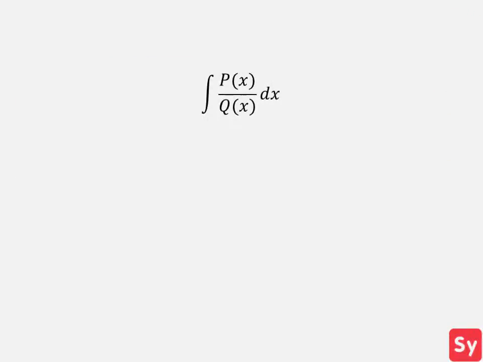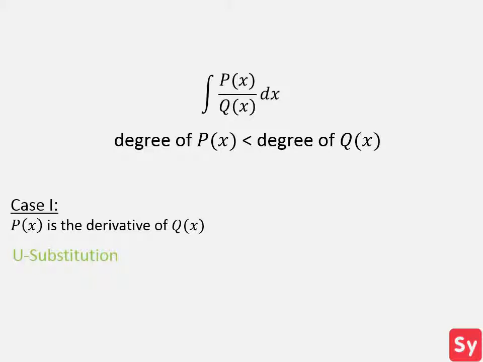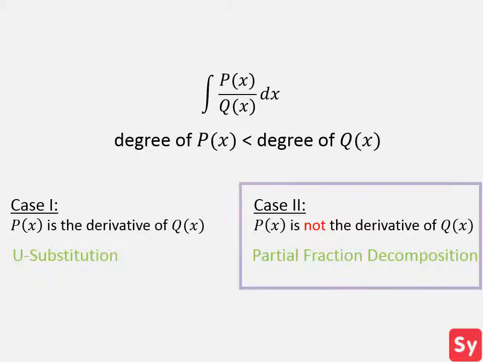When we are given an integral with p of x over q of x with respect to x, we check to see if the degree of p of x is less than the degree of q of x. And if so, then we have two cases. Case 1 is when p of x is the derivative of q of x. In this case, we would just use u substitution to solve the integral. Case 2 is when p of x is not the derivative of q of x. In this case, we use partial fraction decomposition. So we are going to be focusing on case 2 because we already know how to solve case 1.